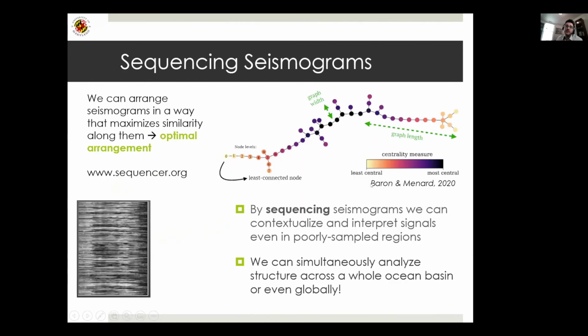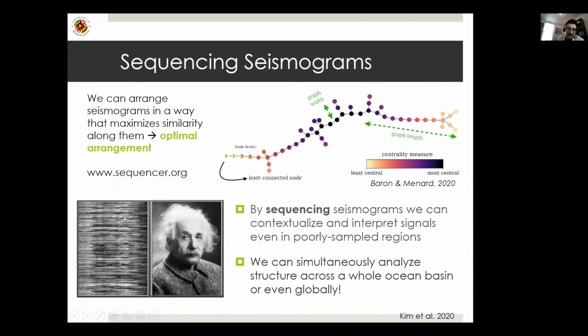We can use this new technique called sequencing, which allows us to arrange seismograms in a way that maximizes similarity between them. So essentially you find an optimal arrangement. So for example, an optimal arrangement of these pieces right here is the picture of Einstein. So you can imagine you take a piece of paper, you shred it, and then you find the optimal arrangement for the shreds of paper that allows you to glean some insights from this data.